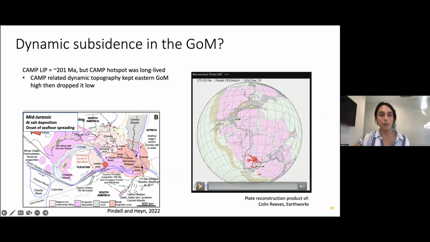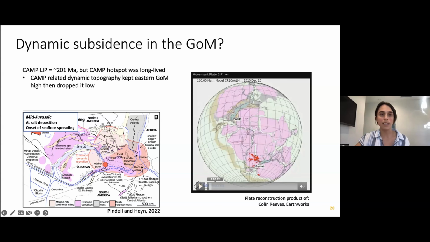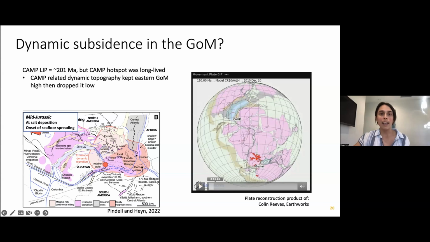This tectonic plate reconstruction I'm going to show here is from Colin Reeves at Earthworks. It starts at 170 Ma, and you can see CAMP highlighted right here. And then this is Florida and the Gulf of Mexico. I'm just going to show you how that evolves really quick. And then I'm going to bring it back like that. So you can see from 170 to 160 to 150, the CAMP hotspot was right on top of or very near the eastern Gulf of Mexico during the mid to late Jurassic, which is where we're seeing these observations.